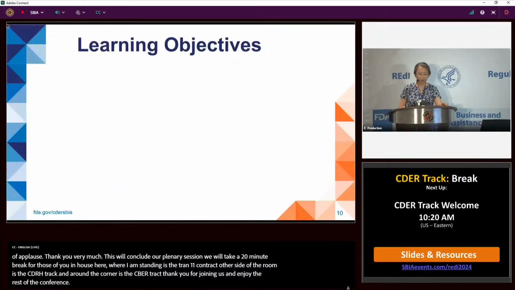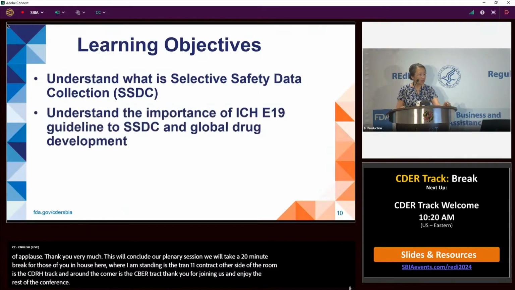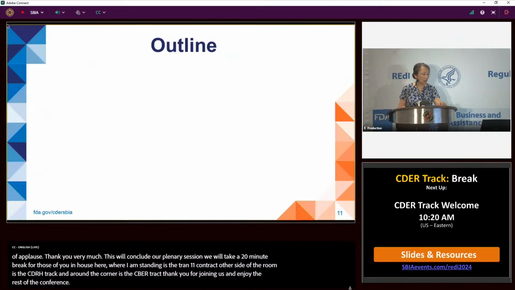What I'm hoping that you will get out of my presentation today are the following things. First, to understand what is selective safety data collection, to understand the importance of the ICH E19 guideline to selective safety data collection, and particularly in global drug development. And finally, to describe situations where and how selective safety data collection can be implemented in drug development. I'm hoping there will be other learnings in here as well, but I'm only going to cover these three as the learning objectives in the final question and answer, polling question, excuse me.